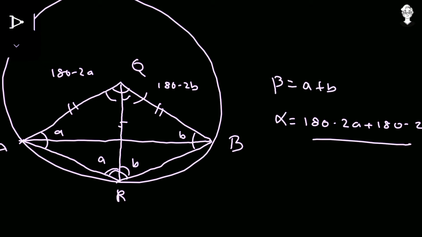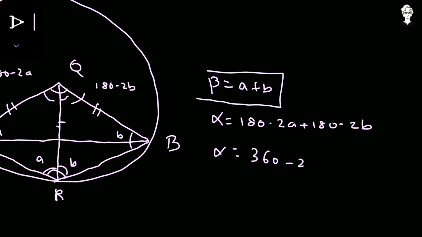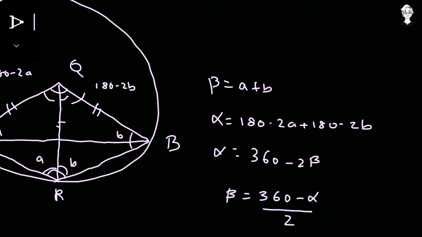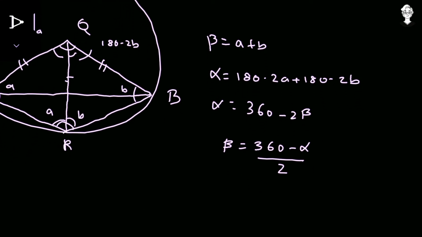Now simplifying this, alpha is equal to 180 plus 180, that is 360, with negative 2 taken common, so inside the bracket A plus B we have the value of A plus B, that is beta. So 360 minus 2 times beta is equal to alpha. We can just do a little adjustment so as to get that beta is equal to 360 minus alpha upon 2. I can separate the denominator. So we have this final relation that beta is equal to 180 minus alpha upon 2.